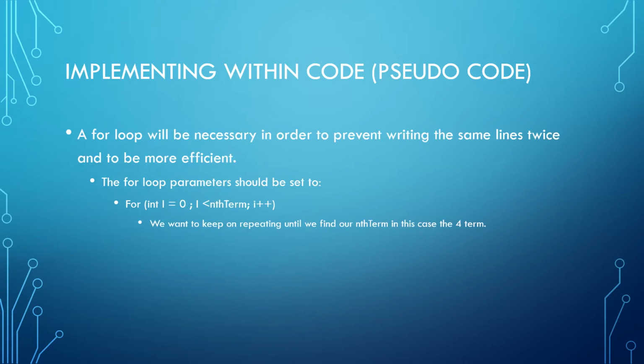A for loop will be necessary in order to prevent writing the same line twice and to be more efficient. The for loop parameter should be set to the following, and we want to keep on repeating until we find the nth term, in this case the fourth term.